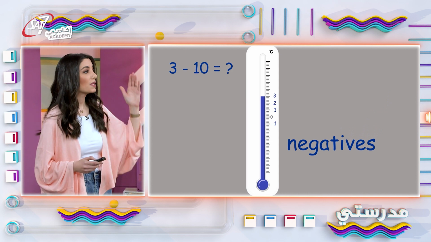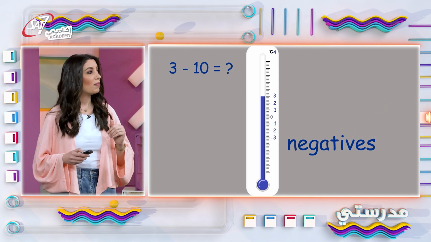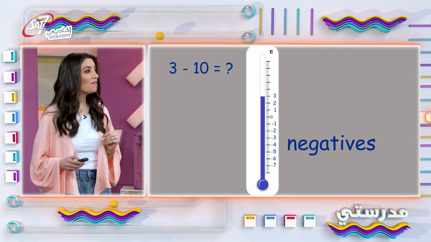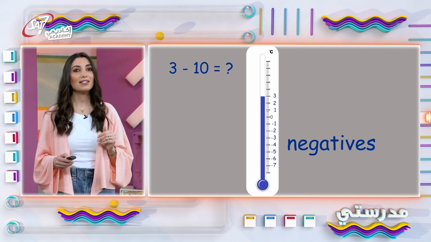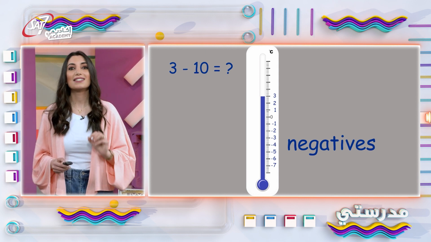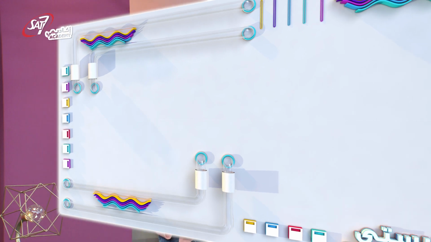So that will be 0, minus 1, minus 2, minus 3, minus 4, minus 5, minus 6, minus 7 degrees. The temperature is minus 7 degrees Celsius. It is possible to subtract a bigger number from a smaller number, but the answer will be a negative, which means a number below 0.